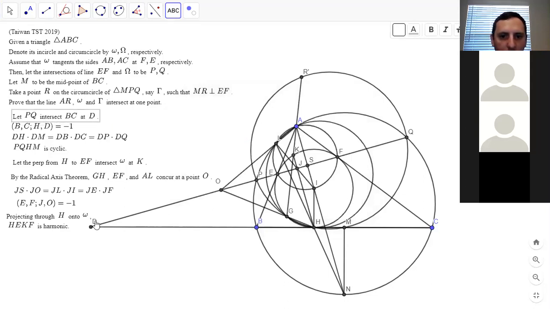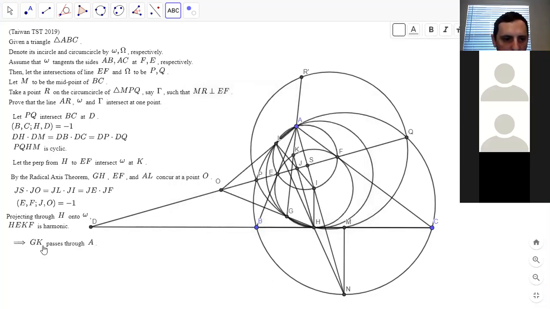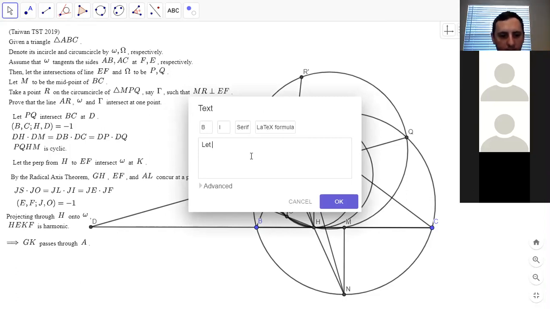So that means that GK passes through A. Okay, and then let GA meet... Did we need that GK and A are collinear? I think we did, right? Yeah. Let GA meet the circle HPQM at R prime.